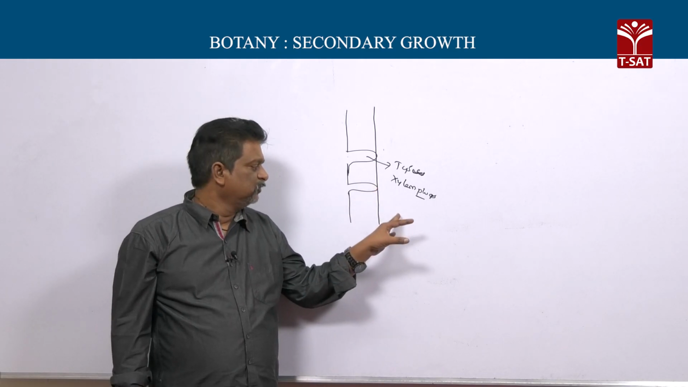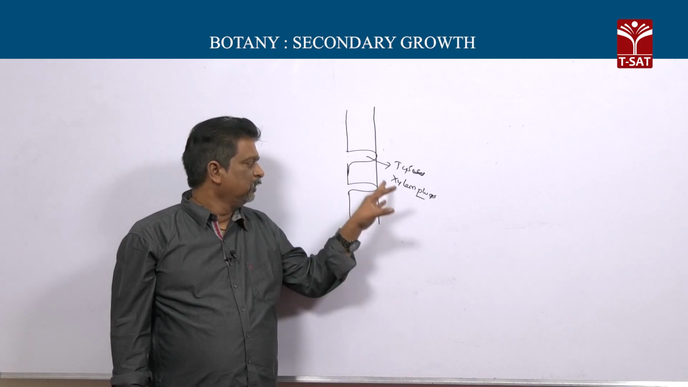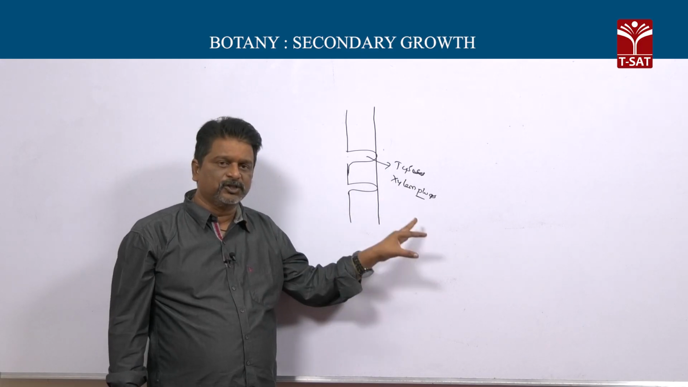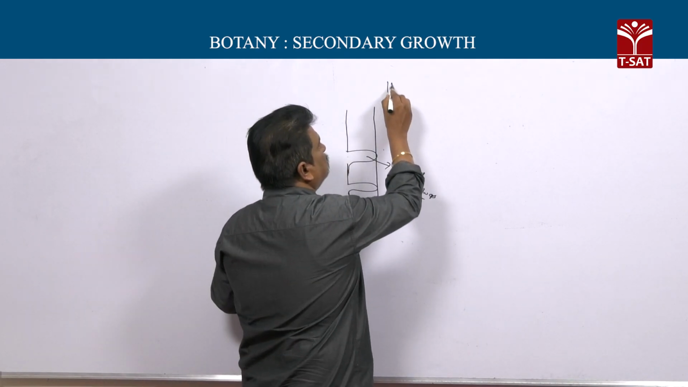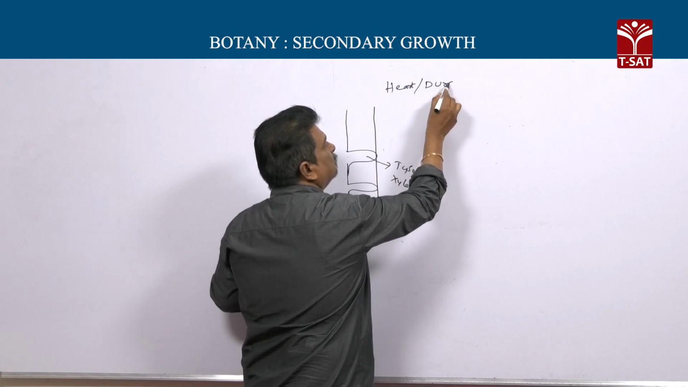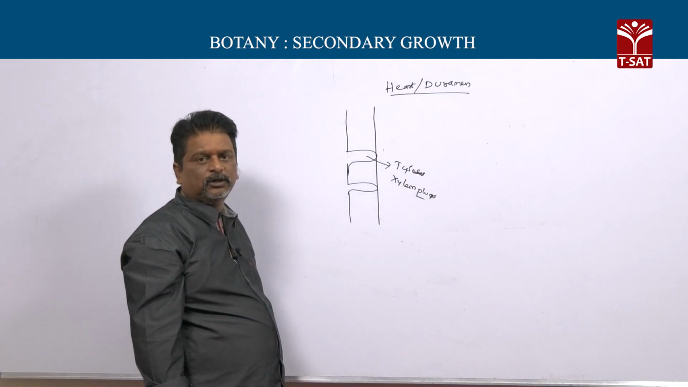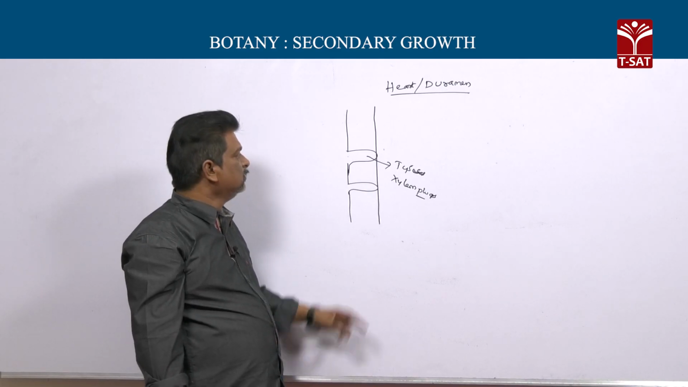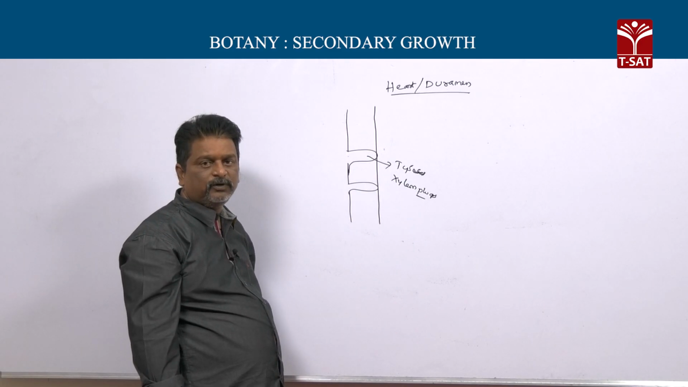And this type of wood, which is dark in color, is highly hard, durable, and resistant to pests. Such wood is called heartwood, and it is highly durable. Hence this heartwood is also called duramen. Heartwood is also called duramen. So if heartwood is not useful for conduction, the plant will die.